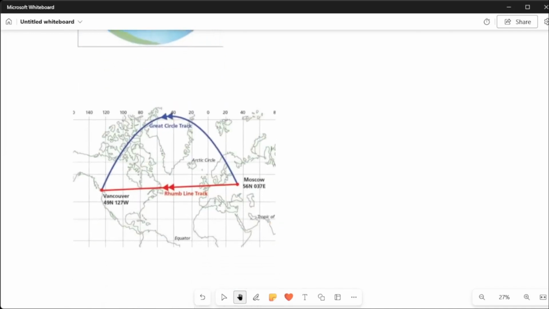On the chart, the blue line, that is the great circle track, appears as though it covers more distance. However, on the globe, the great circle track is less curved than the rhumb line track and covers less distance. Hence, today's modern navigation equipment, because of their abilities, allow us to traverse the great circle track, hence covering less distance.